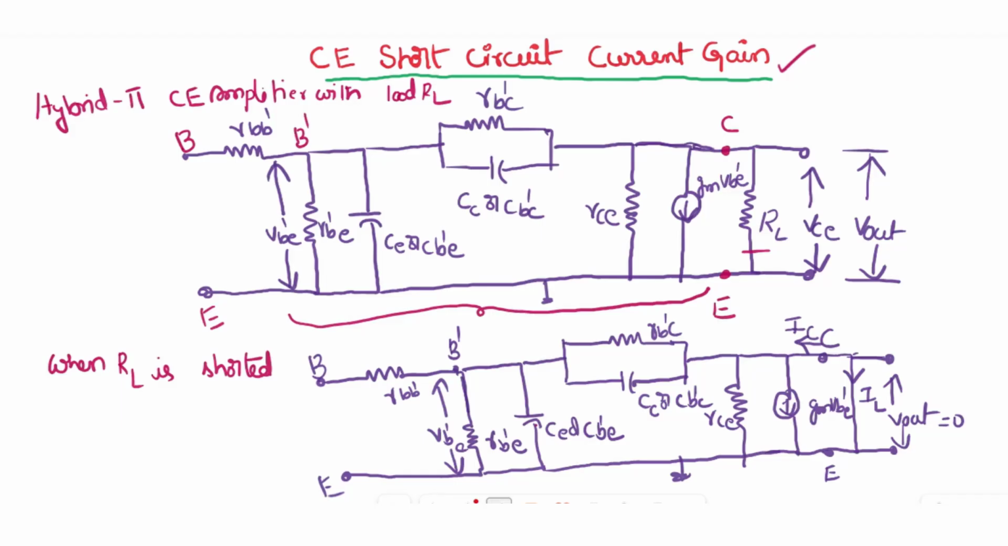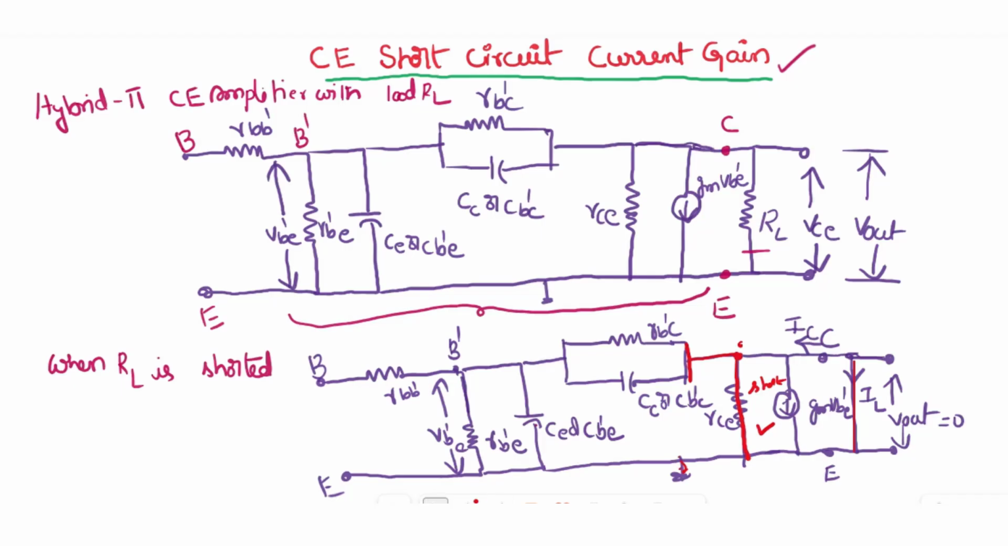Okay. So now see, RL is shorted. If you see, RCE is in parallel with the short circuit. So RCE gets shorted. And when it gets shorted, this gets connected to RCE which is shorted. Short means this is ground here. This end is also at 0, means ground. Means RB'C and CC both are connected to the ground.